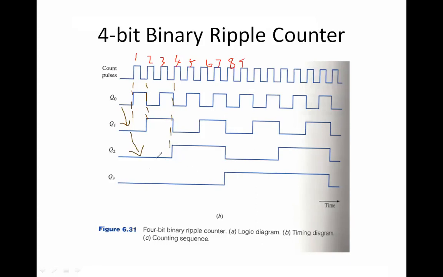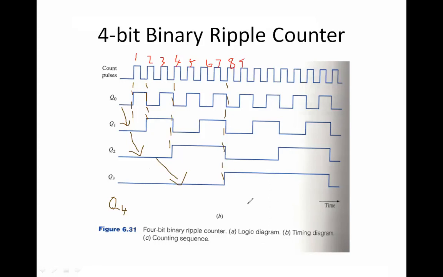Q3 will be the same state as Q2, till the eighth clock pulse. So can someone tell me what about Q4? Suppose I add Q4 here. So when will Q4 become high? When will it turn from low value to high value? At which clock pulse? 16. Exactly, that is right.